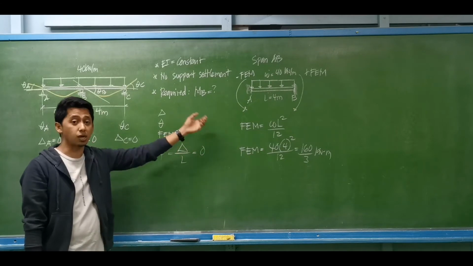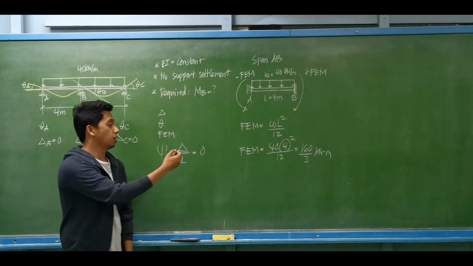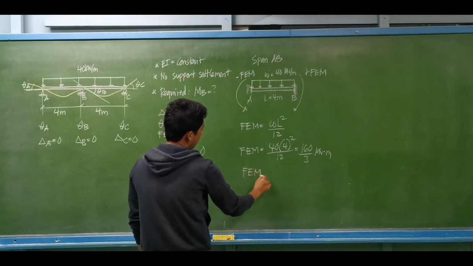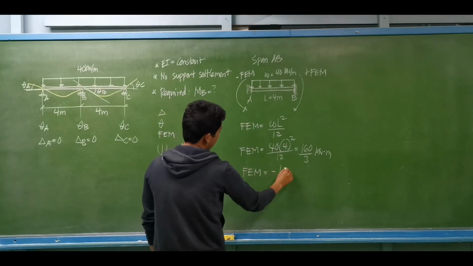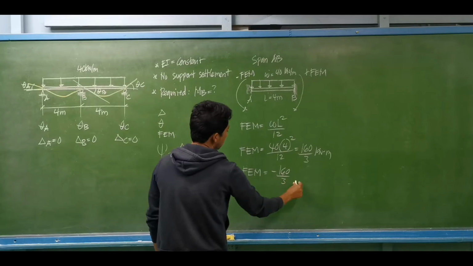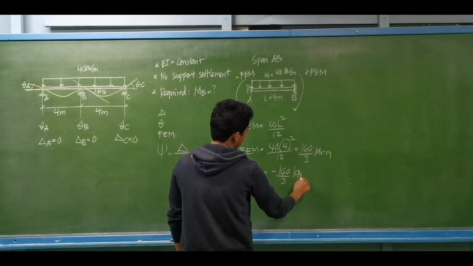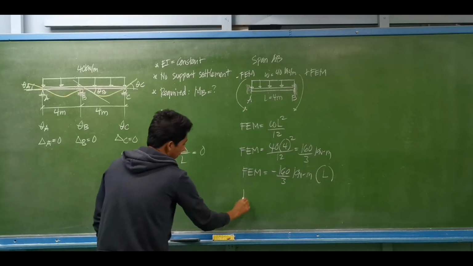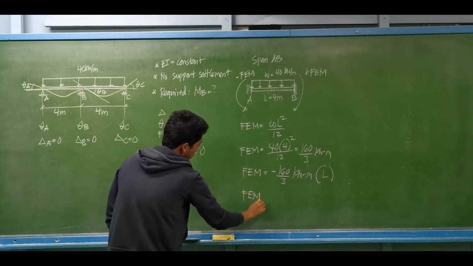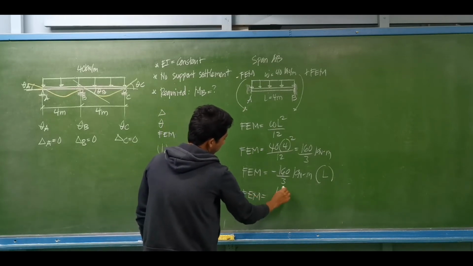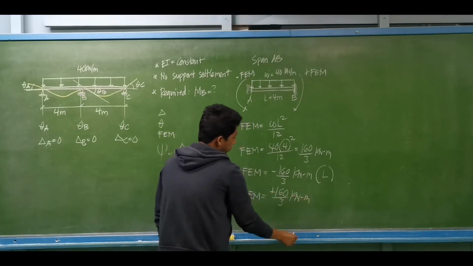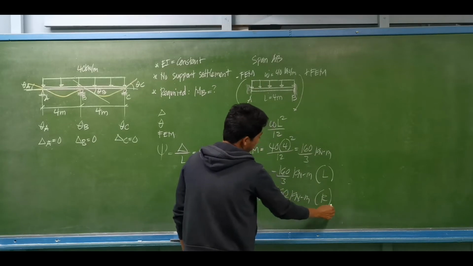It depends if it is a support on the left or on the right. So the fixed end moment on the left side will be negative 160 over 3 kilonewton meter. If it is on the right, then the fixed end moment is equal to positive 160 over 3 kilonewton meter.